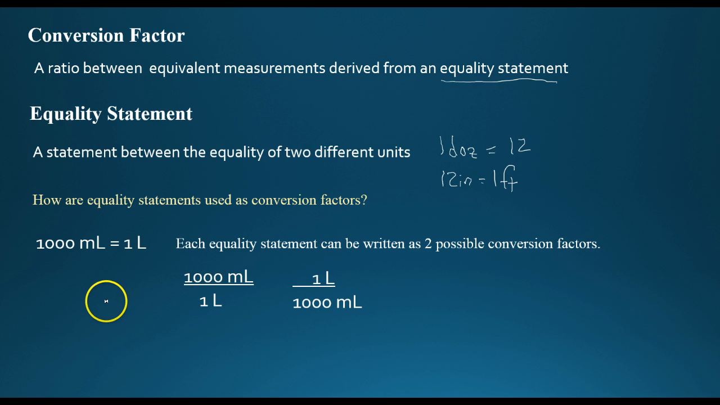So how do you know which one of these equality statements or conversion factors to use? Well, you always set up your conversion factor in this format. You want your unknown unit, the unit that you are going to solve for, to always be on the top part of your conversion factor, and then the given unit will be on the bottom. So that's the format that you're going to use. Unknown over the given, always. It doesn't matter what we work with, that is the format that you will use.